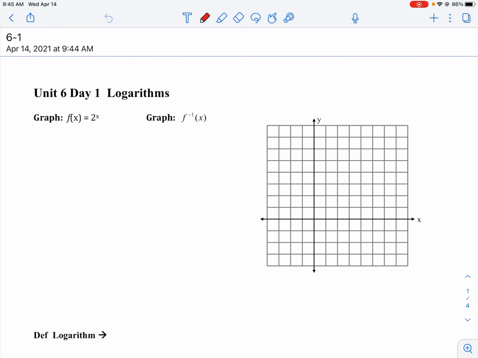It's 9:45 a.m. on a Wednesday, April 14th, and I'm going to be talking about logarithms. Okay, so this is Unit 6, Day 1, and so let's get started here.